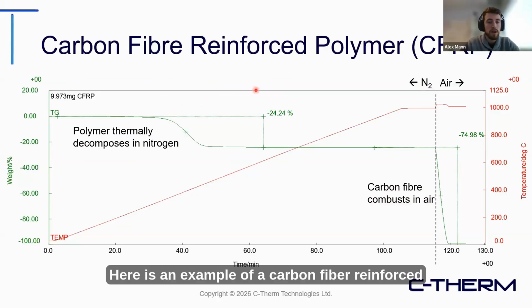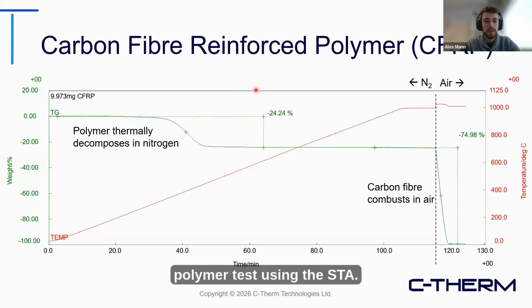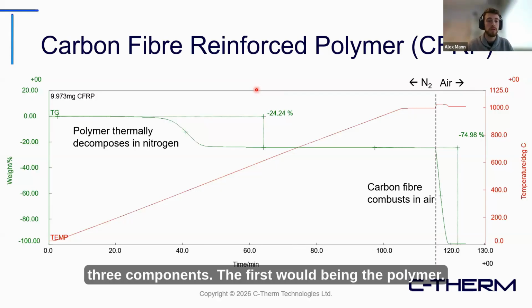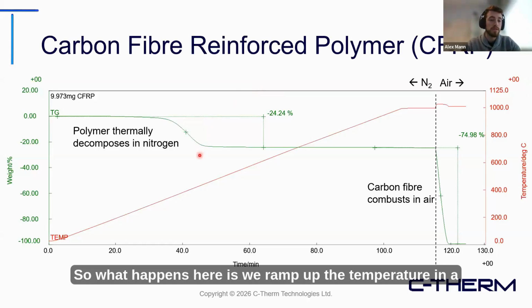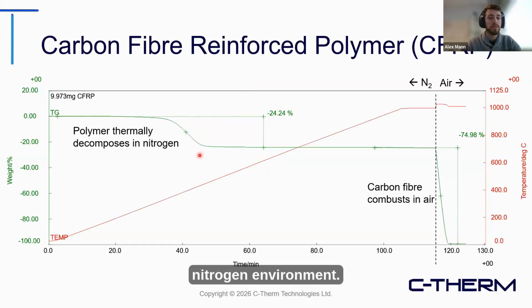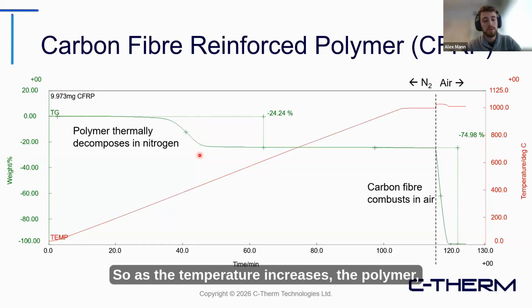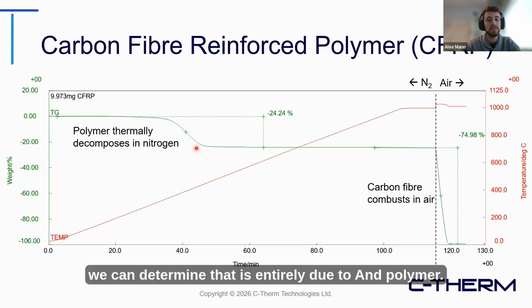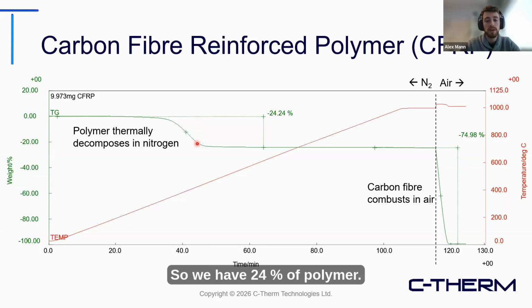Here's an example of a carbon fiber reinforced polymer test using the STA. This test was crafted in order to determine the three components. The first is the polymer. We ramp up the temperature in a nitrogen environment, and as the temperature increases, the polymer thermally decomposes. We lose all of it. So the first mass loss we can determine is entirely due to the polymer. We have 24% of polymer.